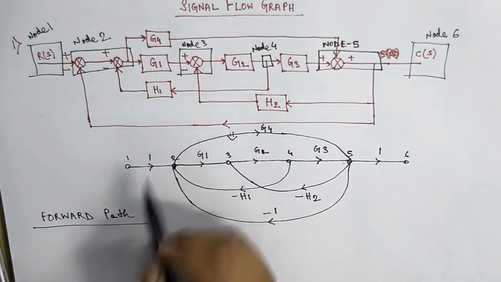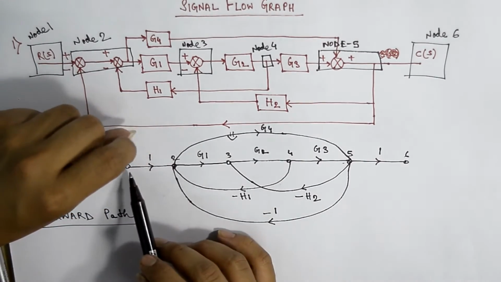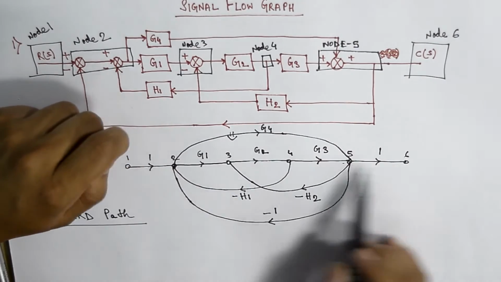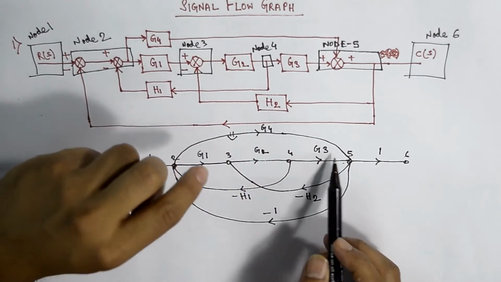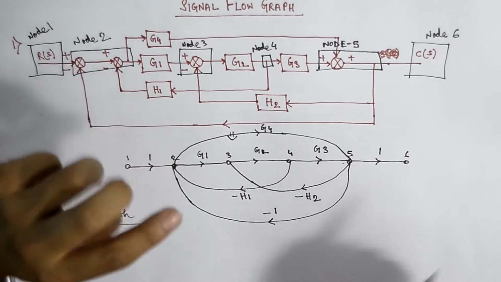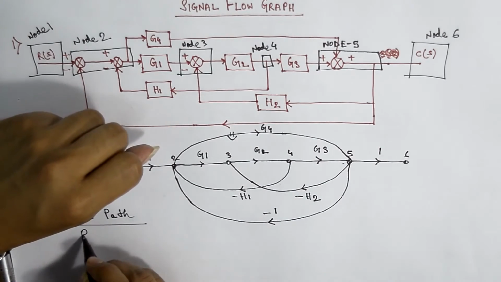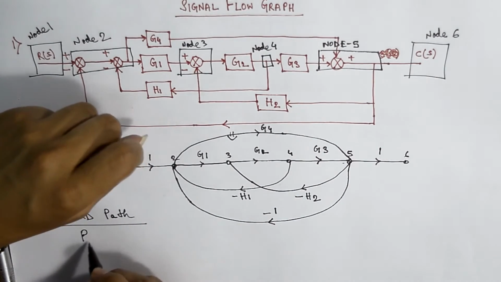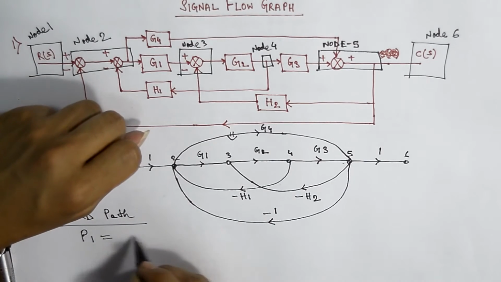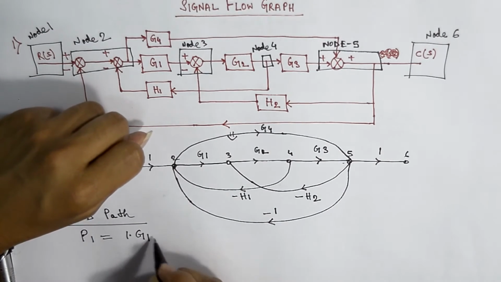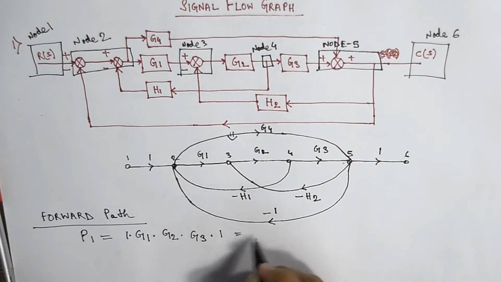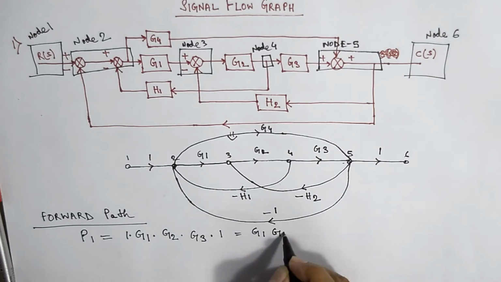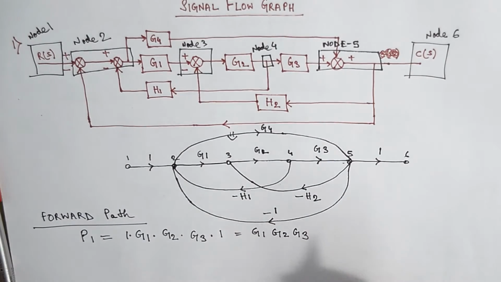So here the forward path: from node 1 to node 6, there is one single branch, G1, G2, G3, and we will consider this as a forward path. We will denote the forward path as P. So P1 equals 1 times G1 times G2 times G3 times 1, which equals G1 times G2 times G3.